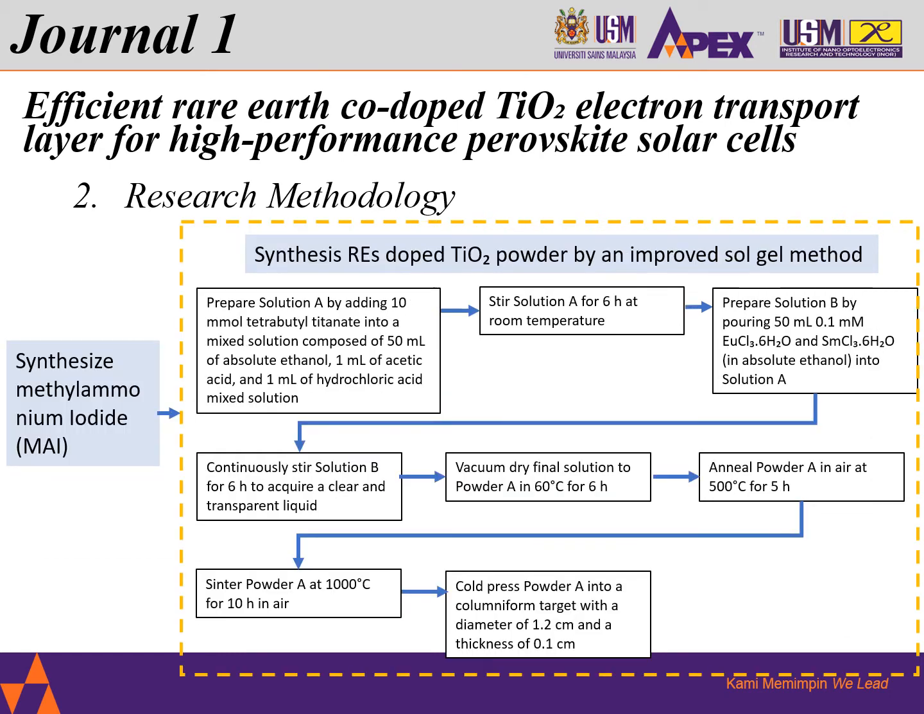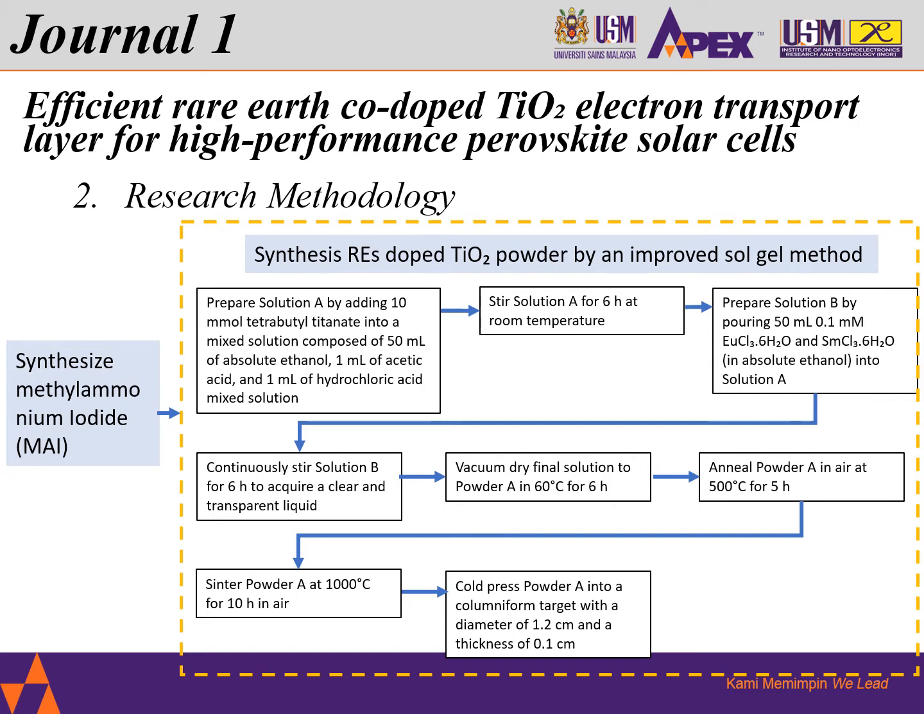After the perovskite layer is prepared, it is followed by synthesis of the RE-doped TiO2 powder by an improved sol-gel method. They will prepare a solution A and stir it at room temperature, followed by preparing solution B by adding additional Eu and Sm chemicals into the solution A prepared earlier. Then they will stir this solution for quite a period of time, vacuum dry it, anneal it, then sinter the powder, and only then cold press it into the target that we are going to deposit later.